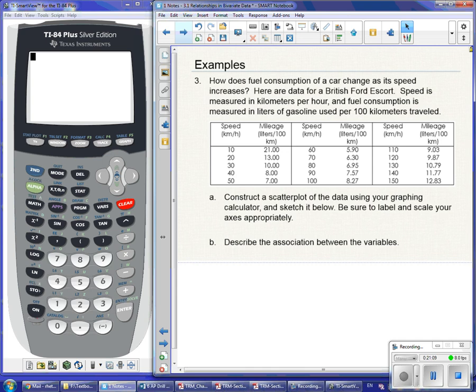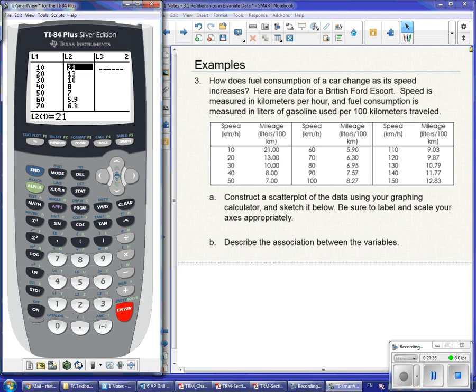The first thing you're asked to do is construct a scatter plot of the data using your graphing calculator, then sketch it below, and label and scale your axes appropriately. When I ask you to scale your axes, it's enough for me just to put your minimum and maximum of the x and the y values. Then you're going to be asked to describe the association. So press pause if you need to, and enter the data into your calculator. I've already done it, so I'm going to move forward. I've entered the speed and the mileage.